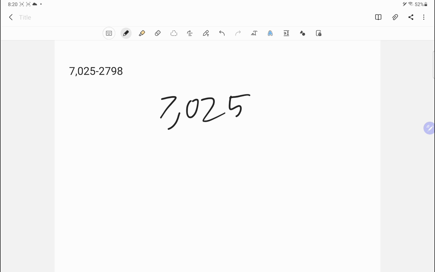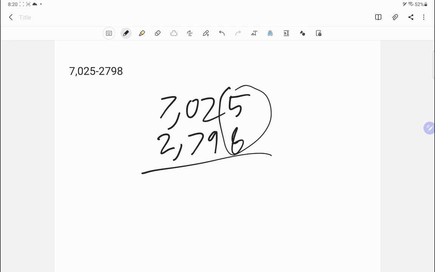You first write that, and then you write the smaller number on the bottom. Like that. So now you're going to start subtracting. On the first and second slides, I showed you what subtraction is used for and what subtraction is. So now we're going to subtract this. So you first look at the ones place.